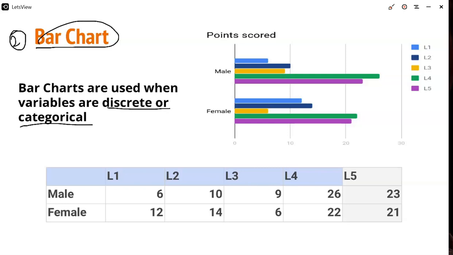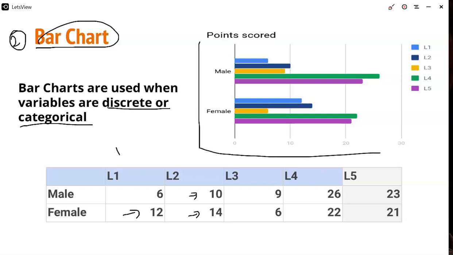Here, the example that I have used is: what is the number of male students, or the number of boys and girls, that attended my first 5 lectures. So I have numbered my first 5 lectures as L1, L2, L3, L4, L5. My first lecture on machine learning in the last semester was attended by 6 male students and 12 female students. Similarly, the second lecture was attended by 10 male students and 14 female students. So this I have represented with a bar chart.